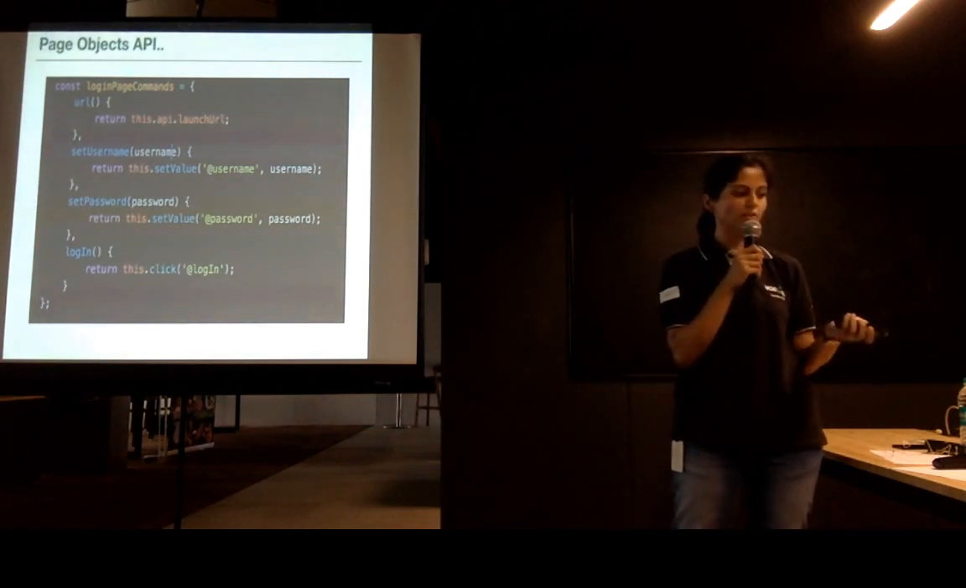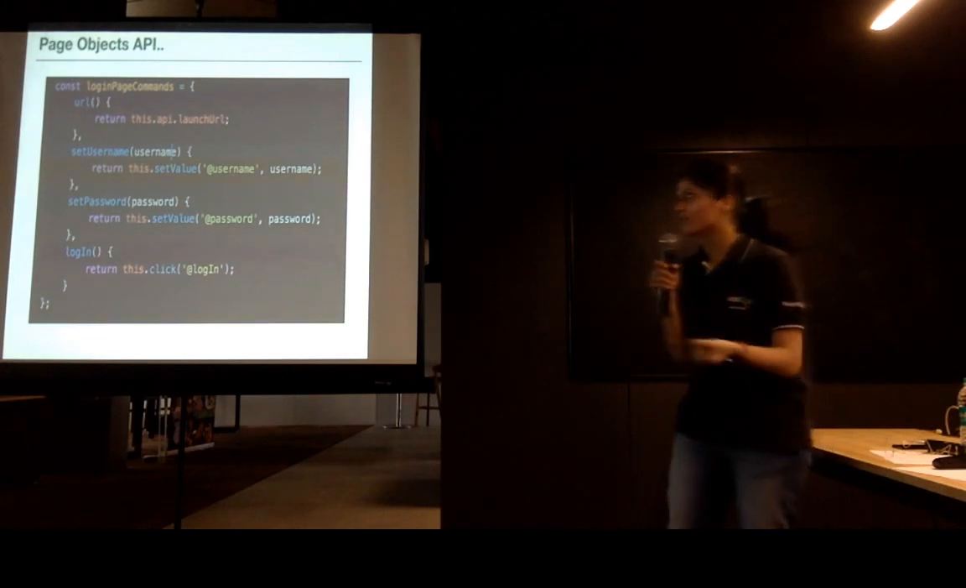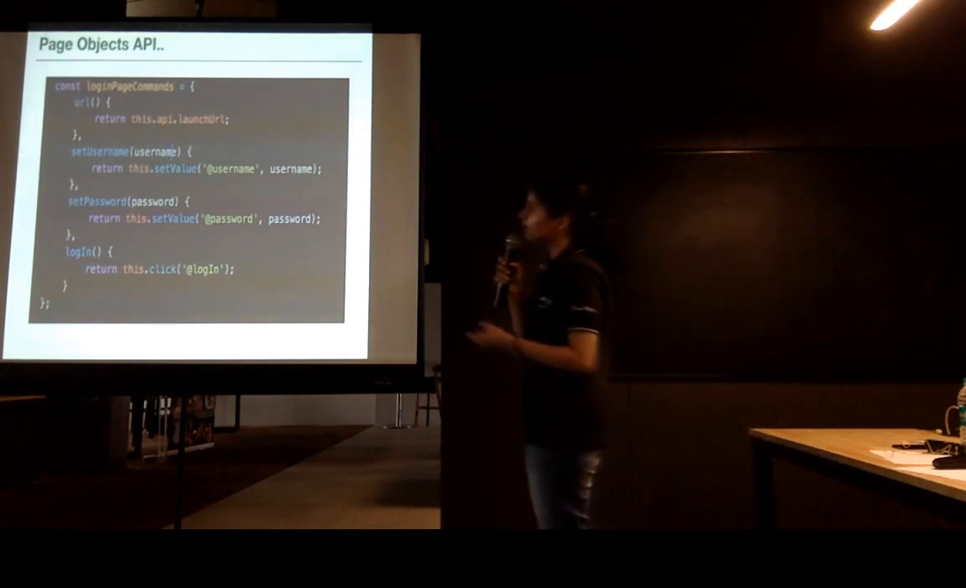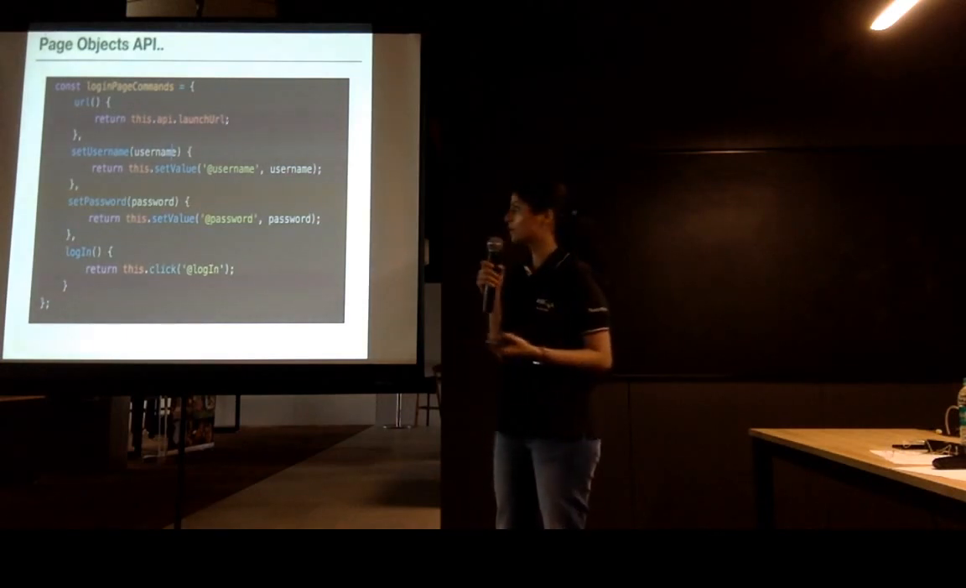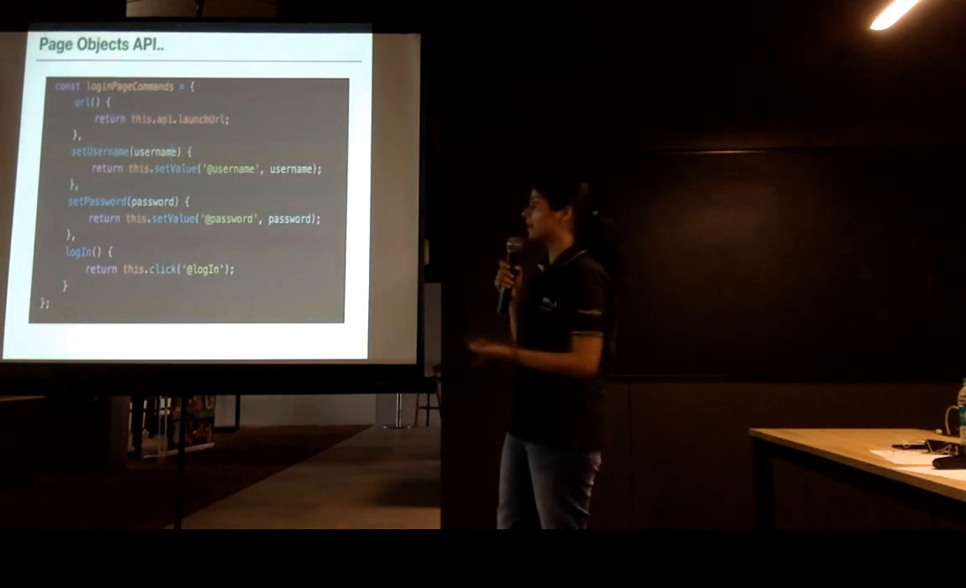So if you see the set username, it's as simple as doing a this.setValue and setting your username. And this username parameter would be coming from your test file, what you're passing. And then setting the password and doing the login.